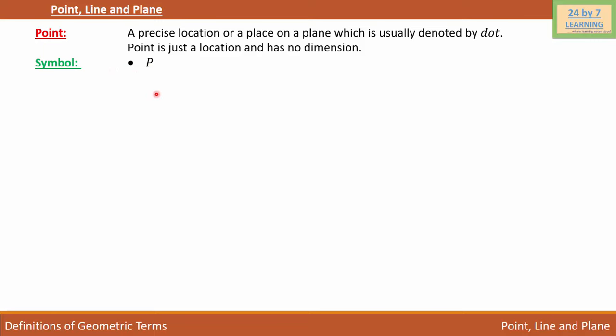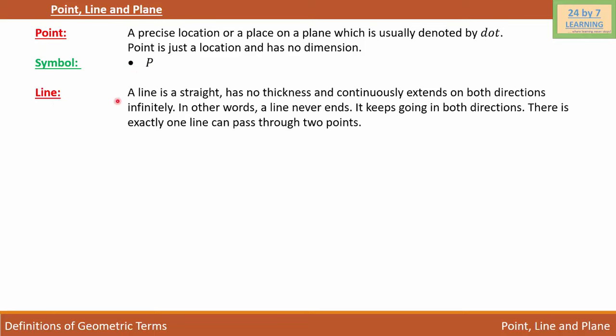Now the next definition we are going to talk about is line. A line is straight, has no thickness, and continuously extends in both directions infinitely. In other words, a line never ends. It keeps going in both directions. Exactly one line can pass through 2 points. In other words, a line is straight and has no thickness, and goes in both directions, and there will be only one line that can pass through any 2 given points.